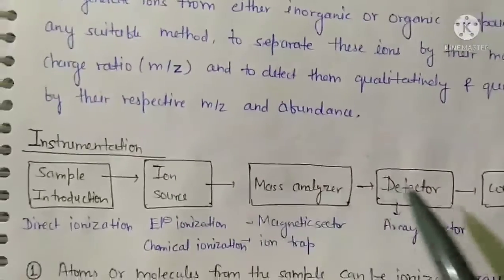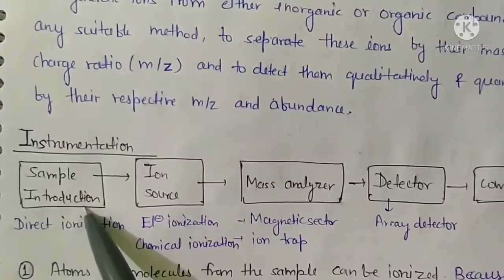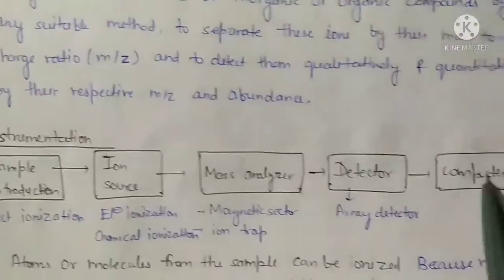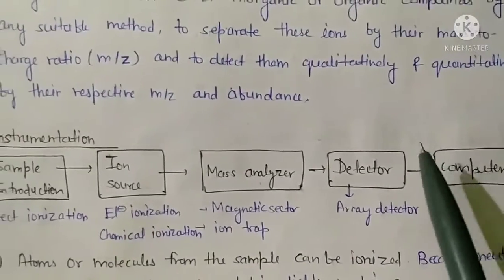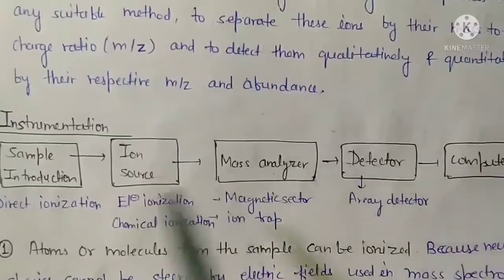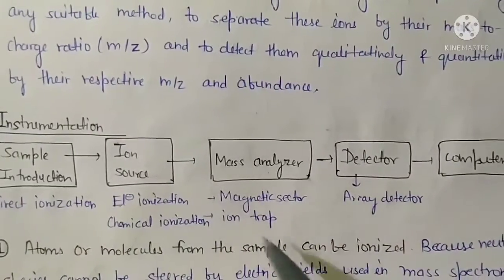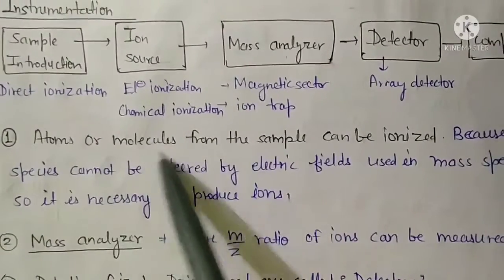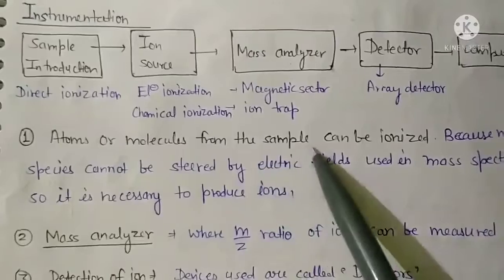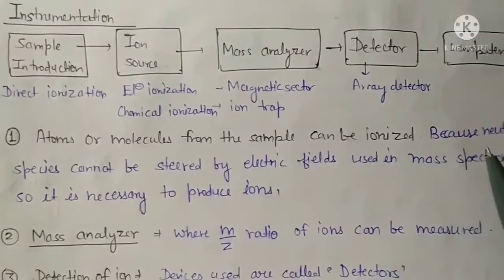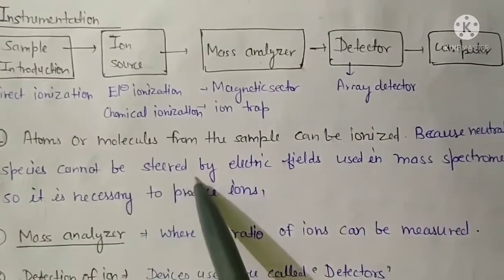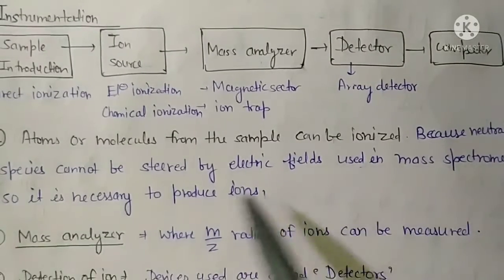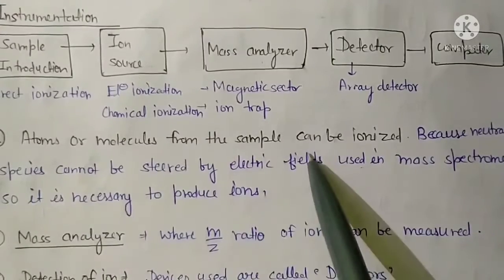Instrumentation. We have sample introduction, then ion source, mass analyzer, detector and computer. These are the basic instrumentation for mass spectroscopy. Now the first step: atoms or molecules from the sample must be ionized, because neutral species cannot be steered by the electric field used in mass spectrometers, so it is necessary to produce ions.